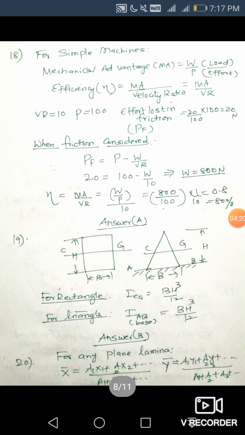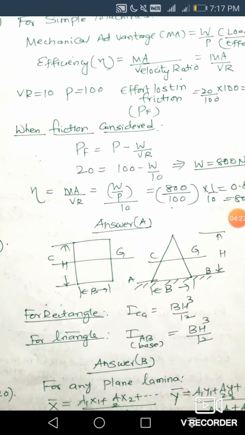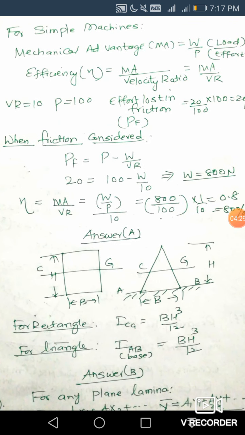Next question, in the simple machine is one in which we apply... So what is the purpose of a machine? Any machine is needed if you apply less effort but you are able to lift more load. So W by P, load lifted by effort applied, is defined as the mechanical advantage. Mechanical advantage is equal to W by P, load by effort. So efficiency is given by mechanical advantage by velocity ratio, that is equal to MA by VR.